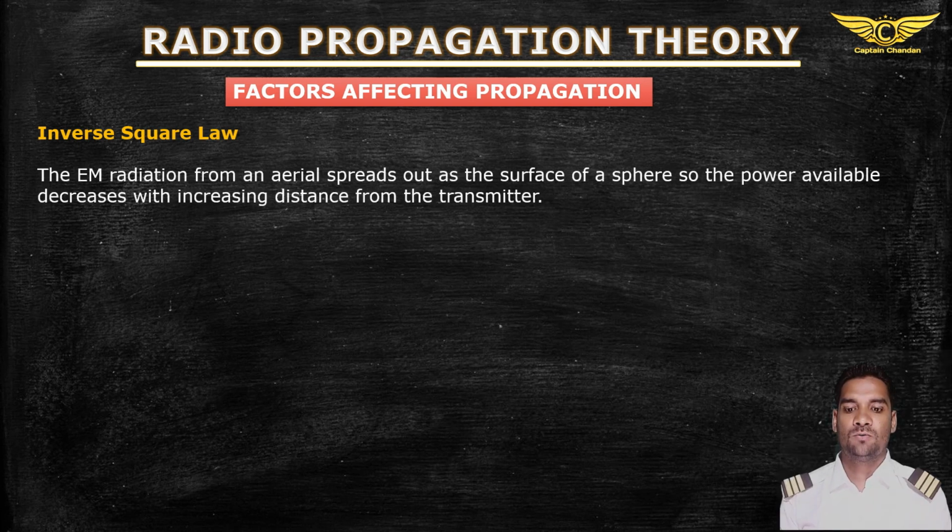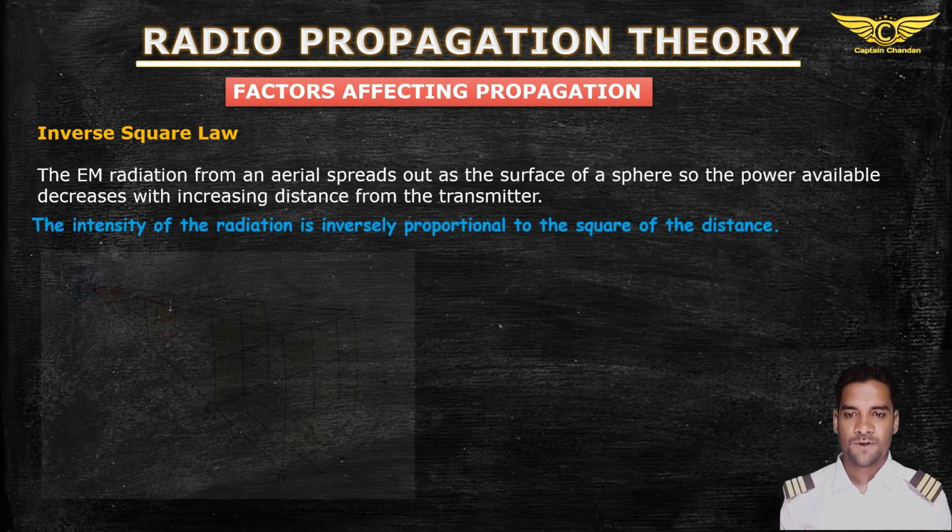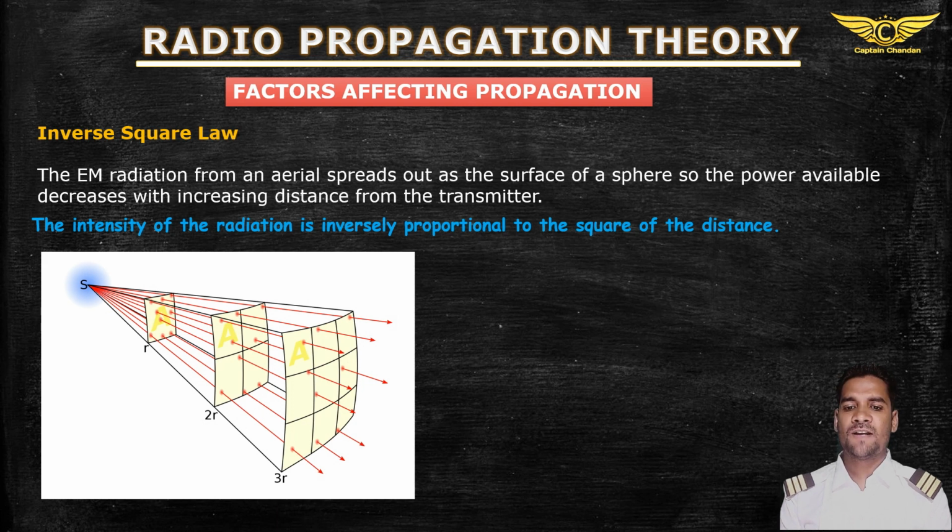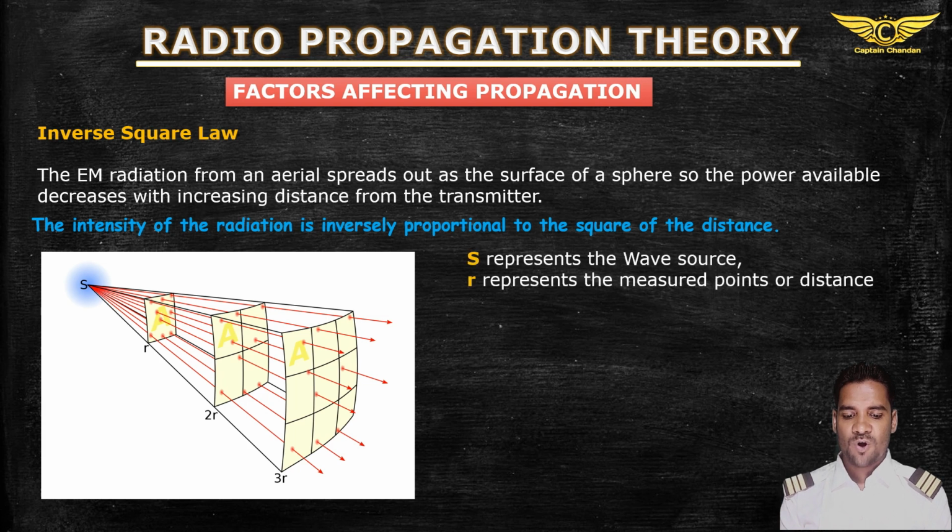Inverse square law. The electromagnetic radiation from an aerial spreads out as the surface of a sphere, so the power available decreases with increased distance from the transmitter. The intensity of radiation is inversely proportional to the square of the distance. So let's understand this thing. In the diagram, S represents the wave source or transmitting point, and R represents the measured point or distance.